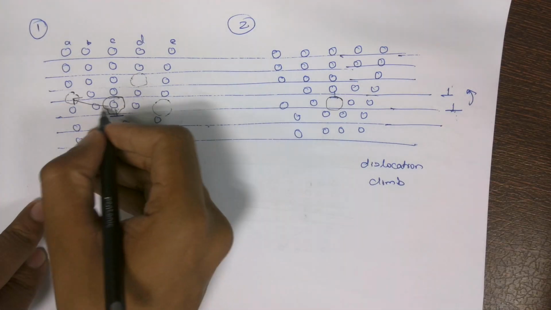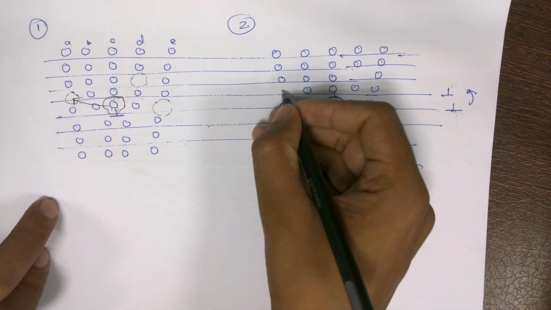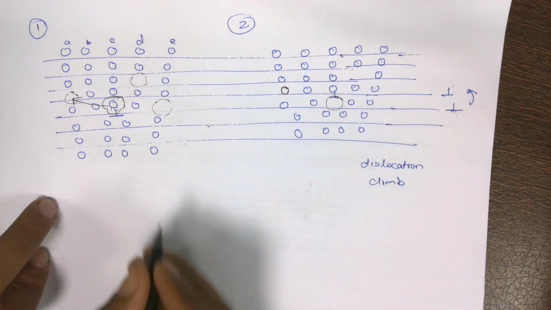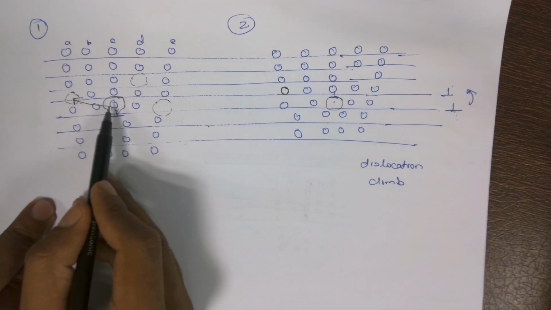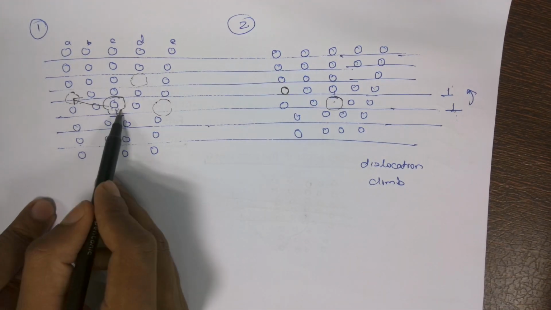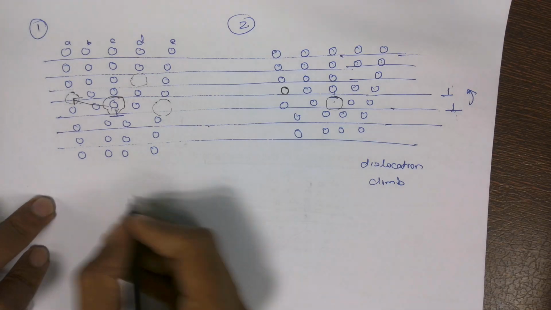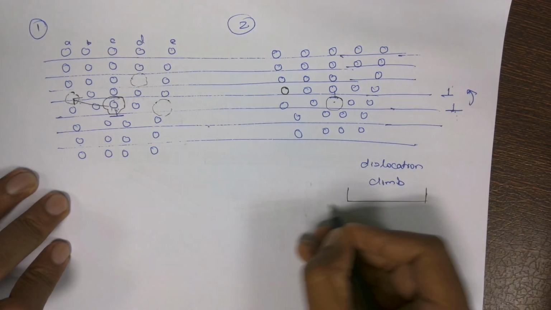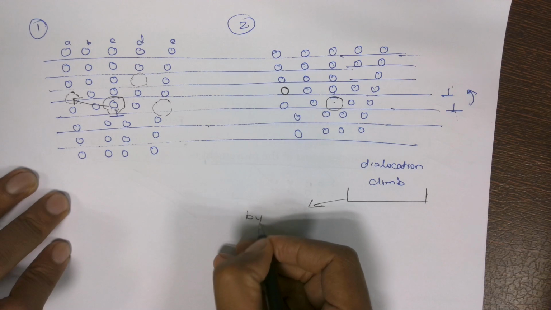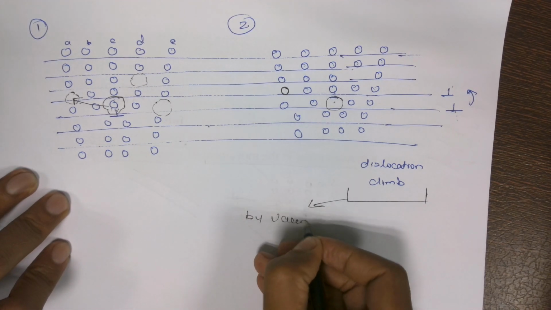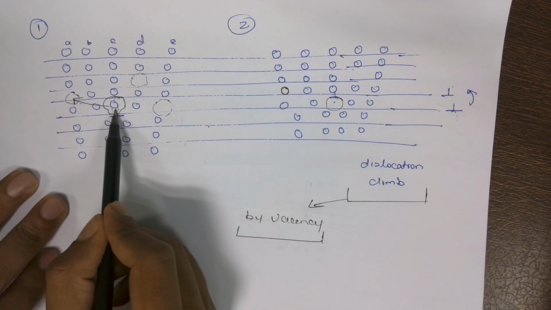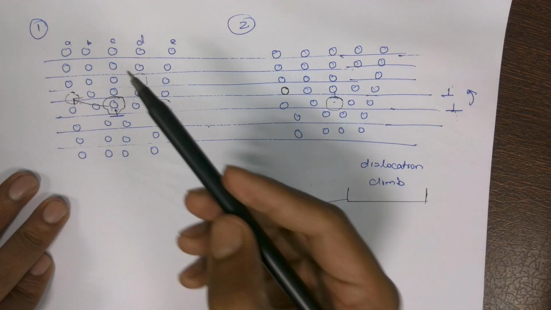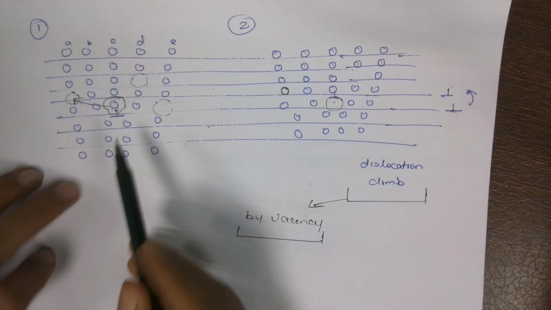If this goes to this vacant site, and this has been occupied now by the atom which was over here, so the vacancy has assisted the dislocation climb to happen, right? So this dislocation climb was assisted by the vacancy. If there are vacancies present, then dislocation climb can happen easily. Also, this will require high temperature.